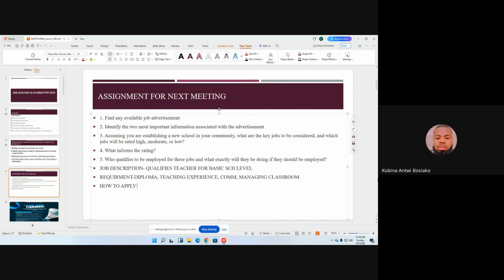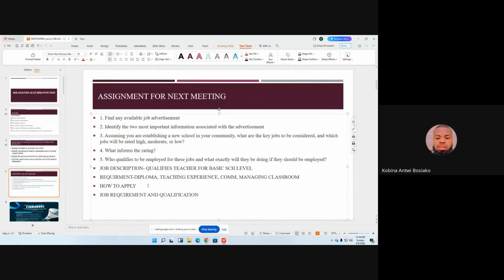to their email. And the second most important information in the advertisement was the job requirement or the qualification. This shows the education, skills and experience needed for the job. And it helps applicants to know whether they qualify for the job or not. Okay.